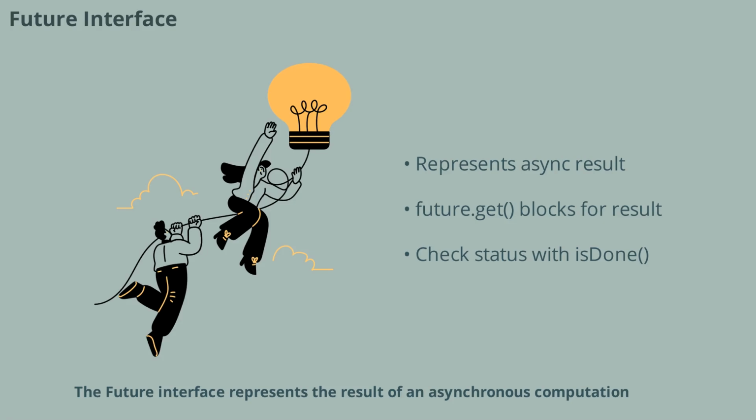The Future interface represents the result of an asynchronous computation. When you submit a task to an executor service, it returns a Future object. You can use future.get to retrieve the result, which blocks until the computation is complete. Future also provides methods like isDone to check if the task is finished. This makes it easy to manage and coordinate asynchronous tasks.